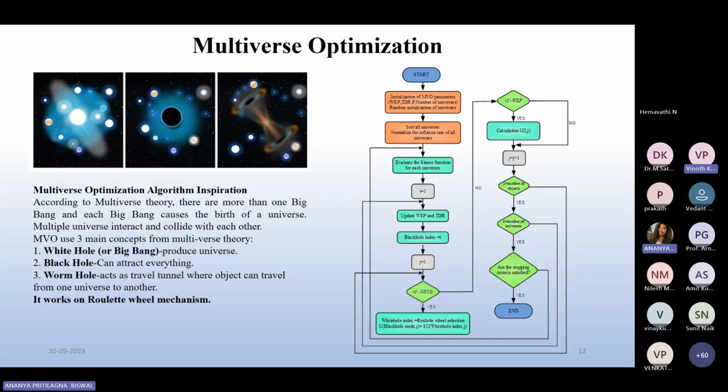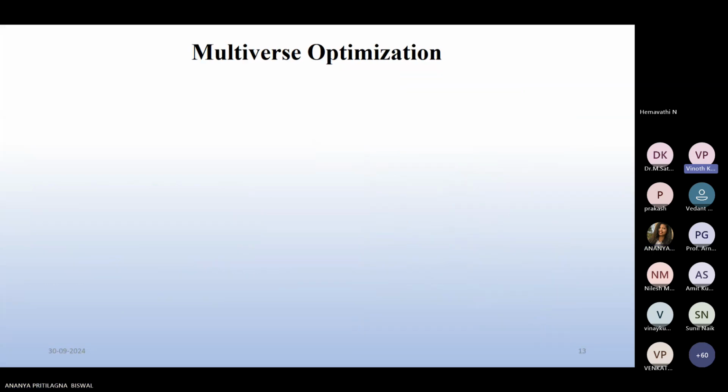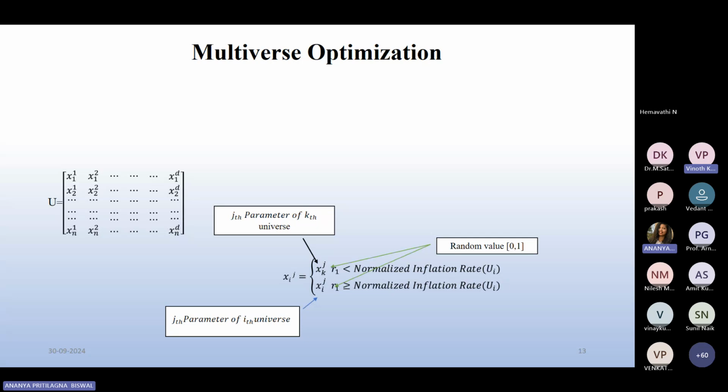Then again it will repeat, and at each step we check whether the number of objects and number of universes satisfy our criteria or not. If the stopping criterion is satisfied, we get the optimized results. These are the equations for multiverse optimization. Xij is equal to xkj, where r1 is a random number.